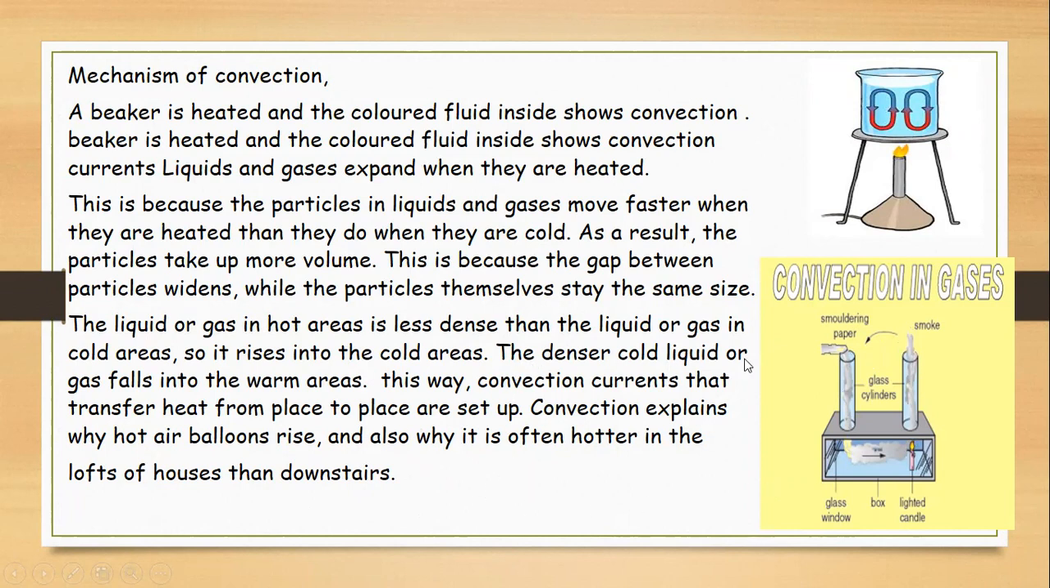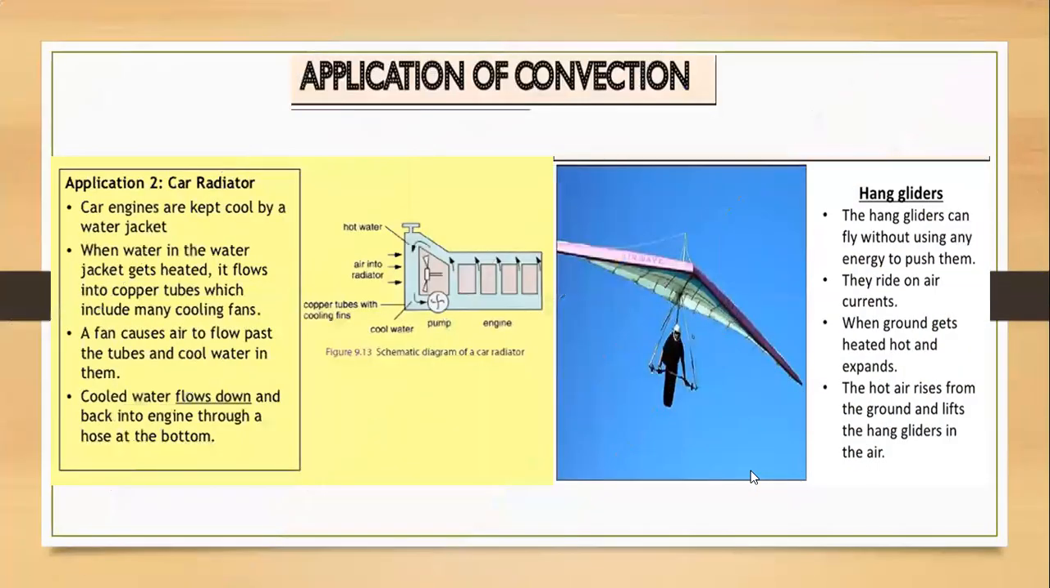So the denser cold liquid or gas falls into the warmer area. In this way, a convection current is formed, and that transfers heat from place to place as it sets up. Convection explains why a hot air balloon rises, and why it is often hotter in the loft of the house than downstairs. So this is the mechanism of convection.